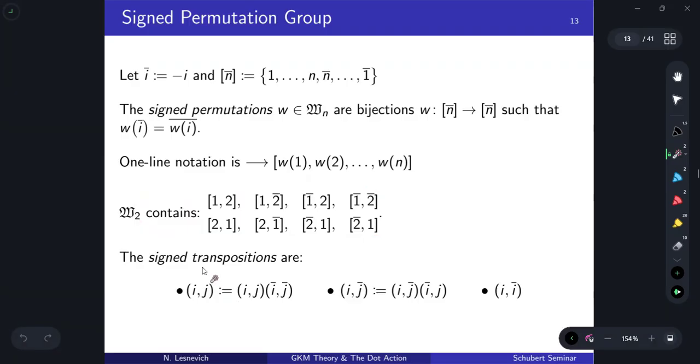And the sign transpositions, what are we allowed to use to build our graph? Well, it's still switching I and J, just with the knowledge that if I switch I and J, I also need to switch negative I and negative J. And the same for any mixture therein, and a little bit of extra: I'm allowed to switch I and negative I as well, right?